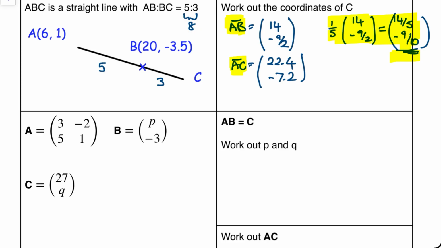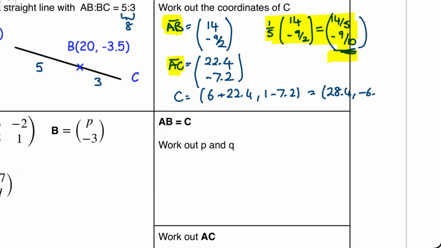Now let's bring it all together. That's to get from A to C. So therefore C, and this is not great maths, but it's okay for what we're trying to show here, is going to be 6, which is the x value of A, plus 22 over 4. And the y value is going to be 1 minus 7.2. And if I work that out quickly, that is going to be 28.4. And 1 minus 7.2 is minus 6.2. And that is the value of my C.